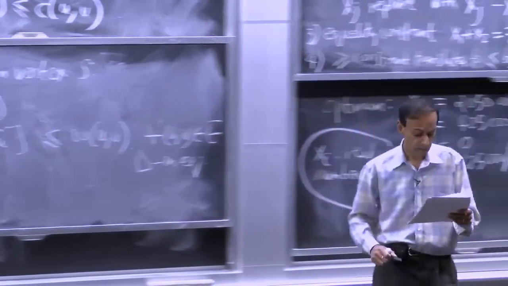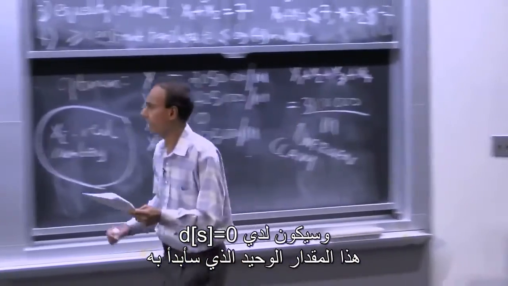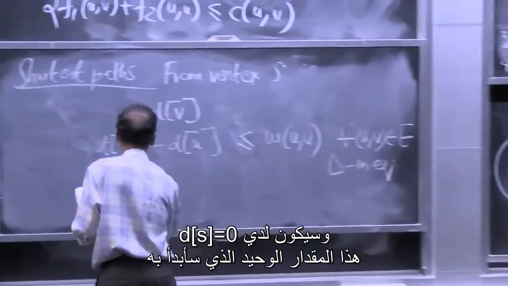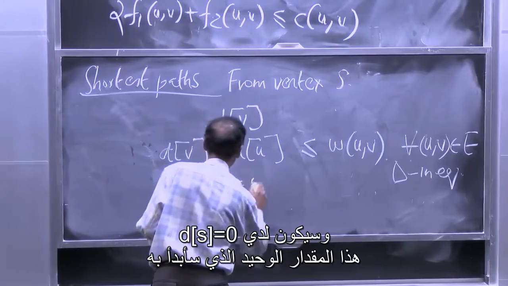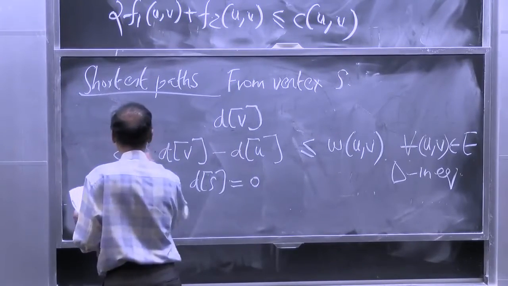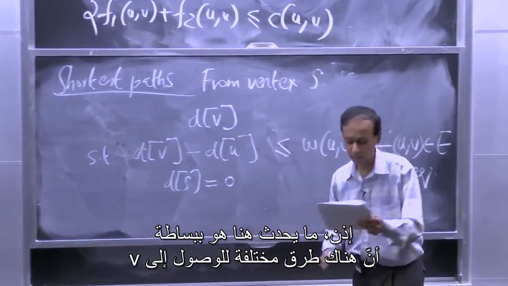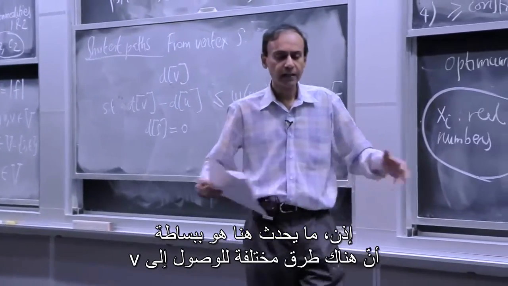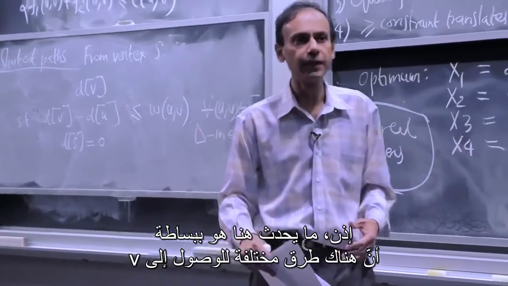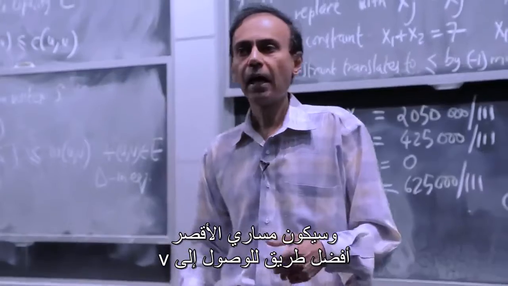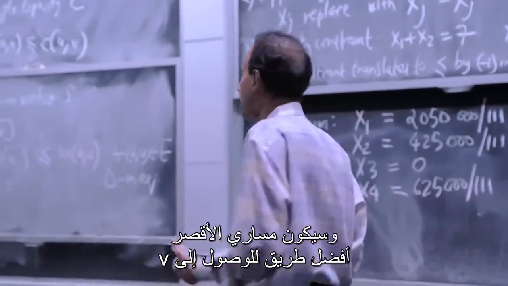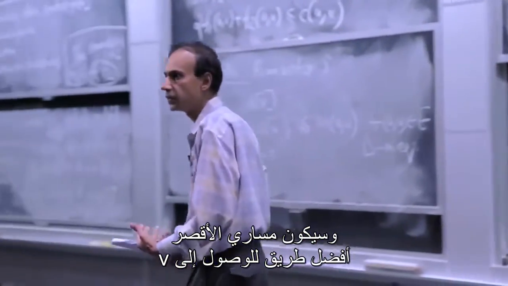And I'm going to have d of s equals 0. That's the only thing that I start with. And so what's happening out here is simply that there are different ways of getting to V, and my shortest path is going to be the best way of getting to V.